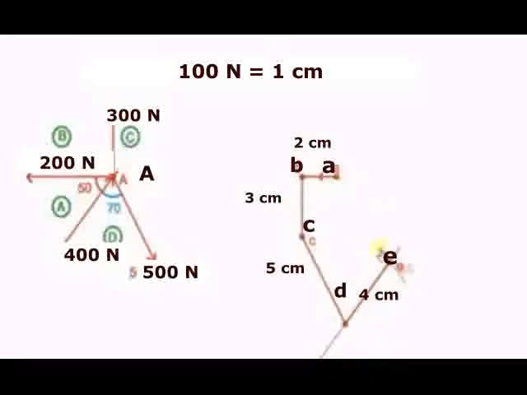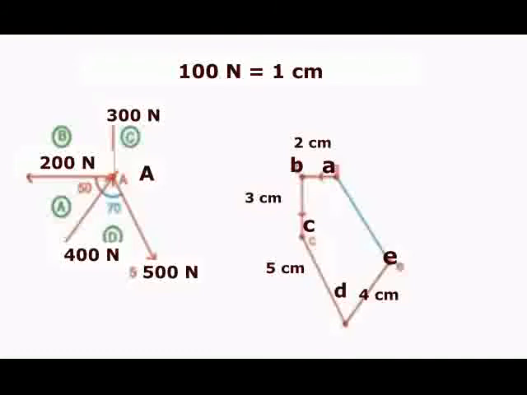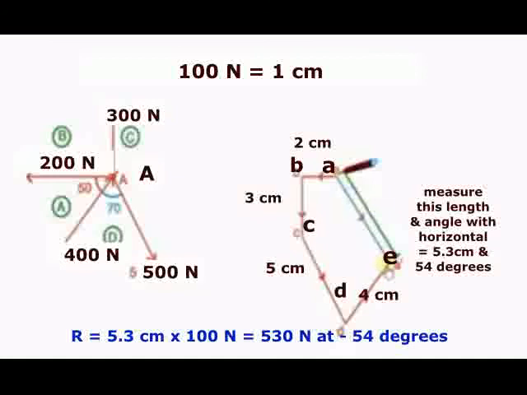Then the closing side of this particular polygon will be the resultant of the given particular force system. So A, B, then C, D and A dash. Now give the appropriate arrows to this particular diagram. Then this is the closing side, and this A dash will be the resultant of the given particular force system graphically.